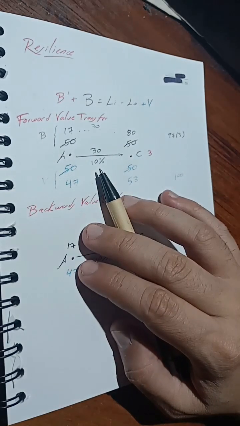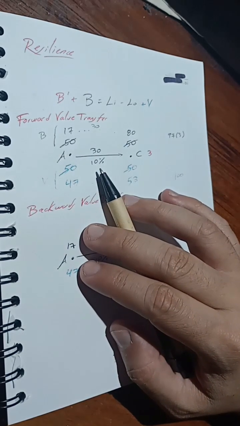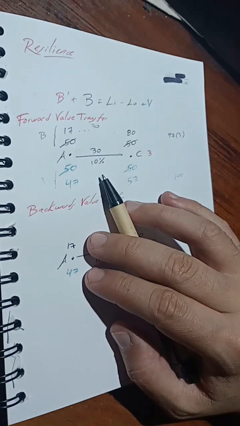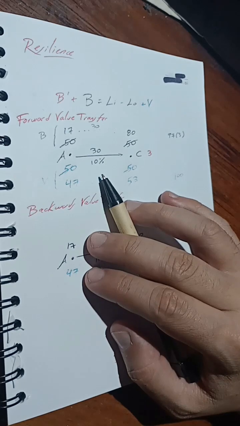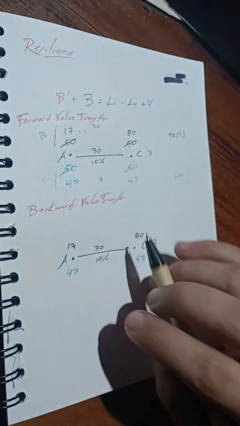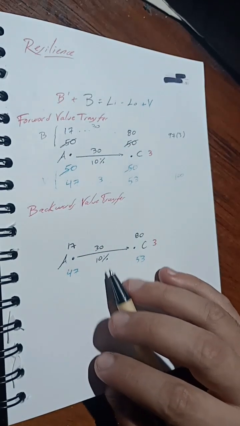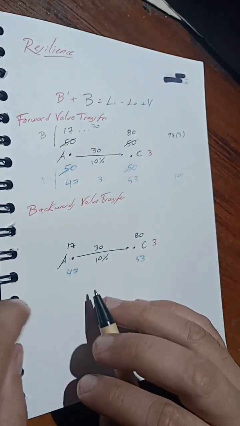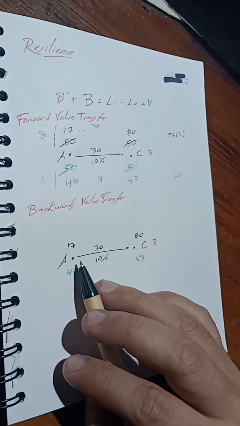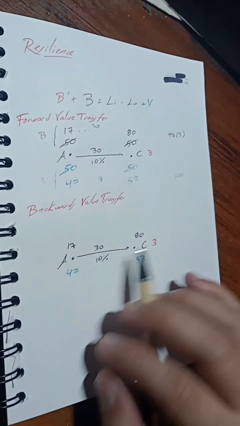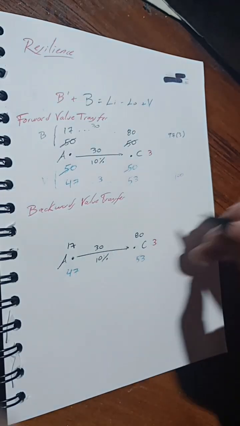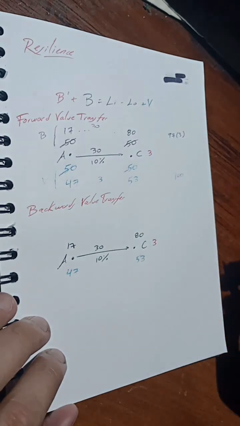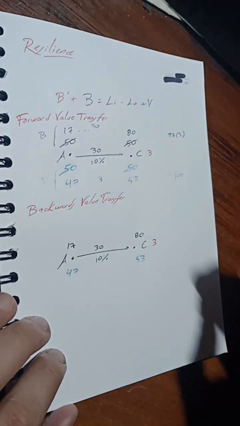So here we see that the forward value transfer was made when we made a sub register of the transaction. Here what we're going to do is an over register of the transaction. Let's say, for example, A were to send C 10 at 30%.